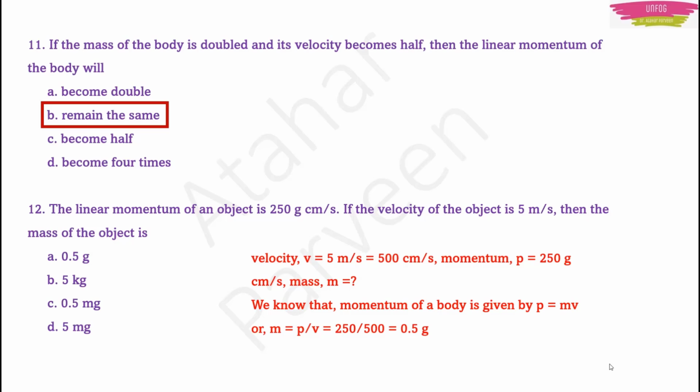So I will convert 5 meter per second into centimeter per second. Because 1 meter is equal to 100 centimeter, you multiply 5 into 100. That will be your velocity. And momentum is given as 250 gram centimeter per second. Now you substitute to find the mass. We know that P is equal to m into v, so m becomes P by v. P is 250 upon v is 500. You'll get half, or 0.5 grams. That will be your mass. Option A is the right answer.